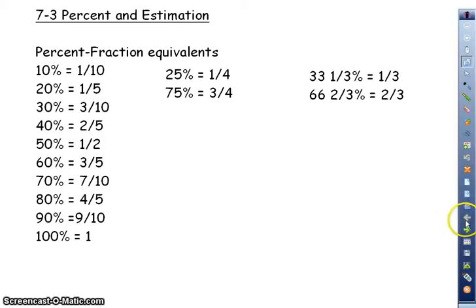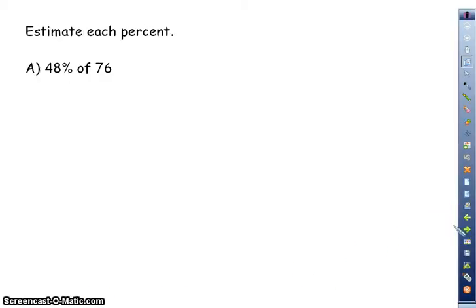All right, now we're going to move on to sample A. The best way of solving this is using those charts and trying to estimate using compatible numbers, numbers that will go into the other numbers equally. So we're going to take 48% of, which means multiply, 76. Now you can round one of these numbers or both, or maybe not even any of them if they were compatible to each other.